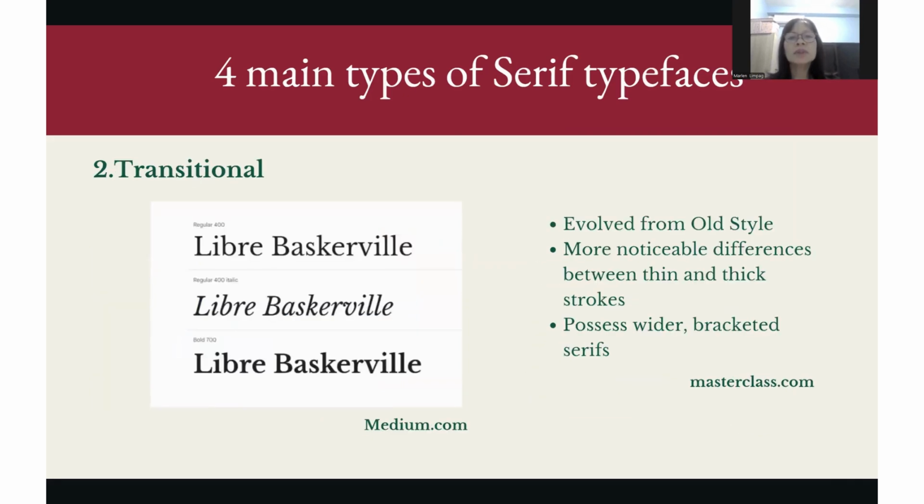Transitional serifs evolved from old style. A well-known example is Times New Roman, often used for plain text reading because its letter forms make efficient use of space.